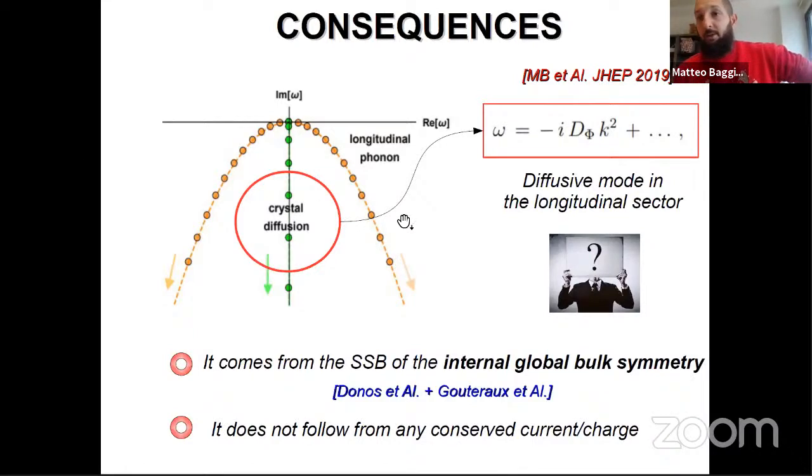So what did we learn about these modes in the last year? Well, the first thing that we learned, thanks to nice works by Donaldson and collaborators and Gutero and collaborators, is that these modes do not come from translations, but from the spontaneous symmetry breaking of this global symmetry. And the other important thing is that this diffusive mode is very different from the diffusive modes that we are used to, because it does not come from a conserved current. What we are used to, for example, shear diffusion or charge diffusion, is that whenever you have a current which is conserved, you write down your constitutive relation, and what you find is that there is an associated hydrodynamic mode which is diffusive. Now this mode is very different. And I will explain a bit better why it's different in the next slides.